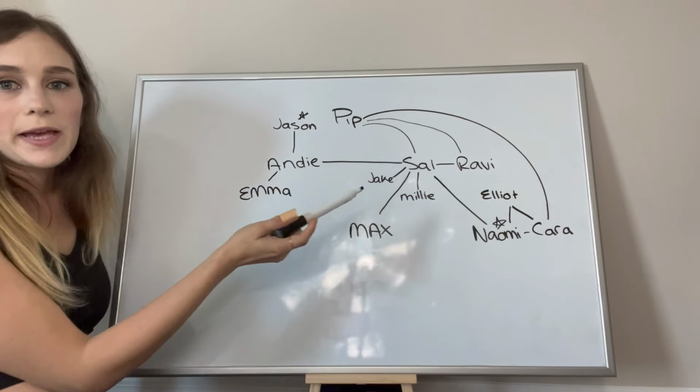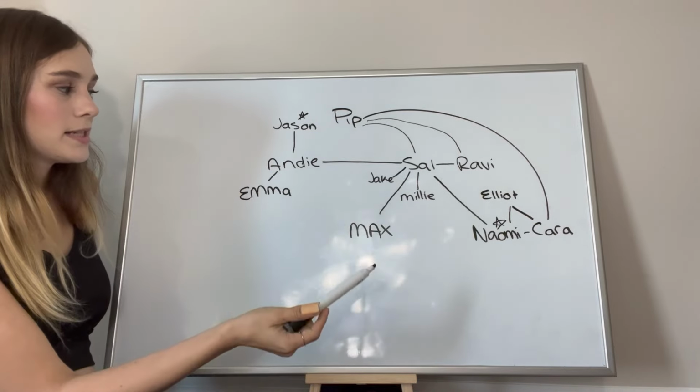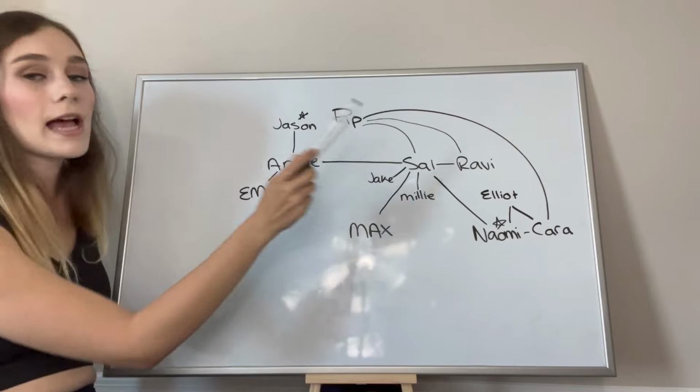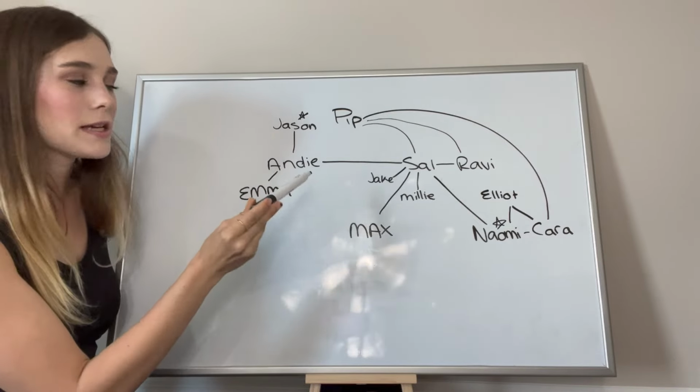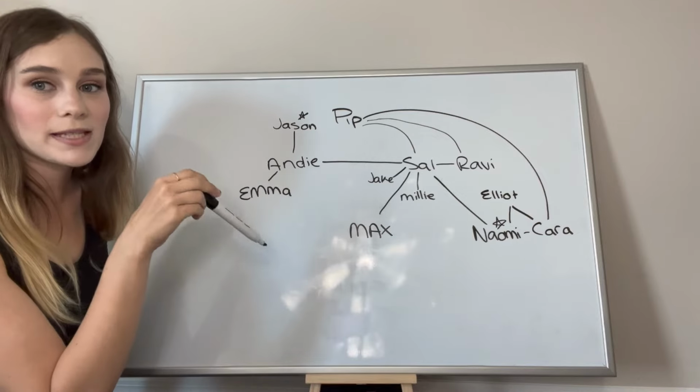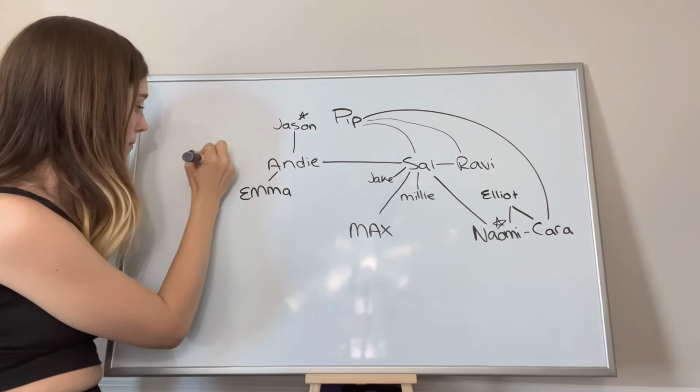So Emma tells Pip that Thursday and Friday leading up to the disappearance, Emma saw Andy and Sal arguing in the hallway at school. She also told her that Andy wasn't supposed to leave her house on Friday night because she was babysitting her little sister Becca.